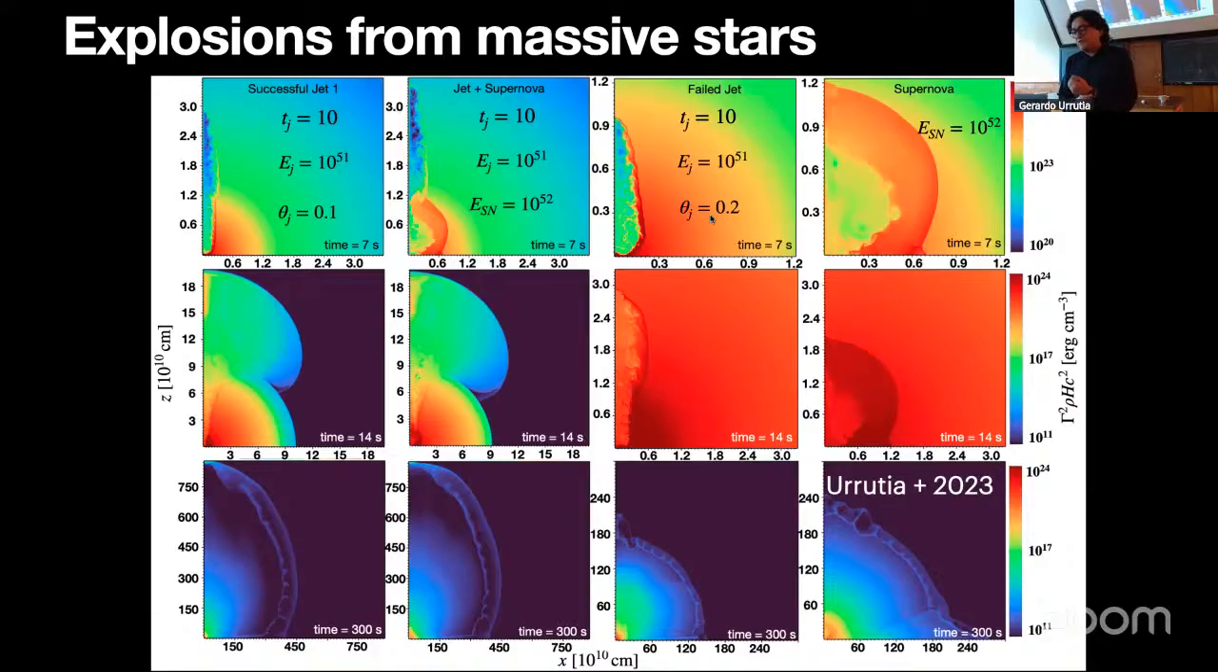So we can produce this failed jet. The jet fails because it is not collimated enough to drill through the star. So at the end, this material could disrupt the star, but the propagation is slow, and also the supernova is imposed as a thermal bomb, with an isotropic initial distribution of energy.